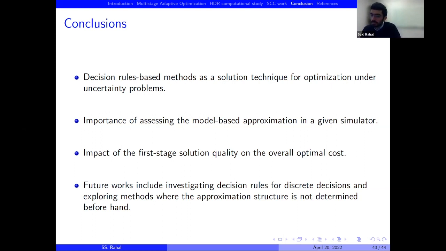So one research direction is to relax these assumptions, or something currently known as basically to learn the policy as you solve the problem.